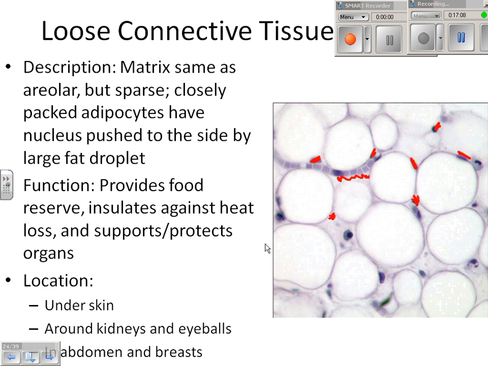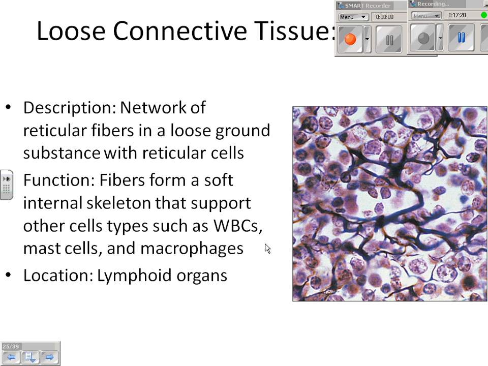You find adipose tissue under the skin. So a lot of fat is directly located under the skin, around your kidneys and eyeballs, so those are protective to those organs, and then in your abdomen and breasts, so there's lots of fat tissue there. In females, also, you can find more deposits of adipose tissue in the hips as well.